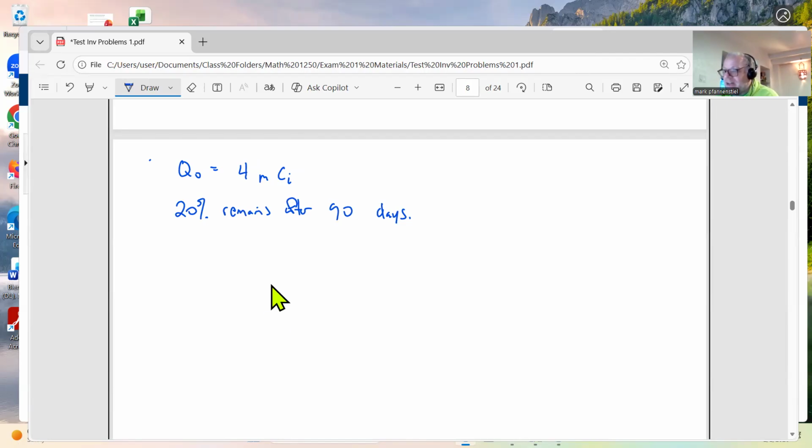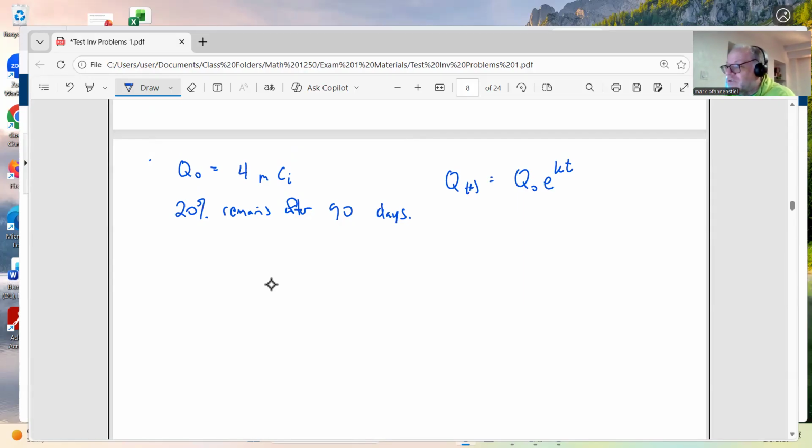One of the things they didn't tell us, and you have to memorize this formula, is that radioactive decay uses Q of t equals Q sub 0 e to the kt. Sometimes people put a negative in here because they want their k's to be positive. I don't really care. So we're going to go ahead and figure out what's going to happen with this.